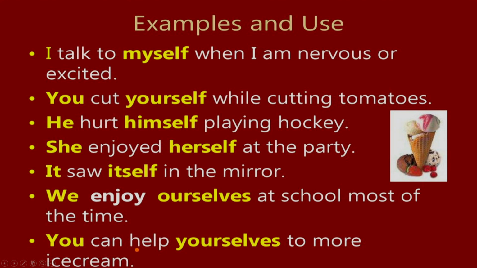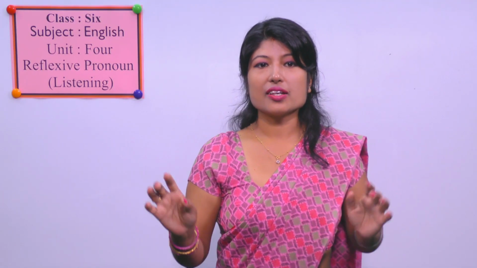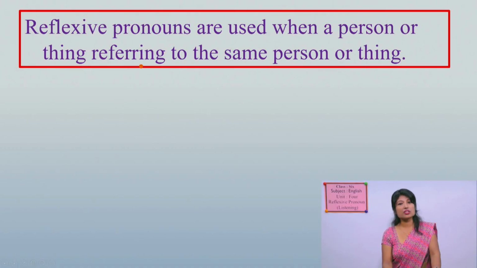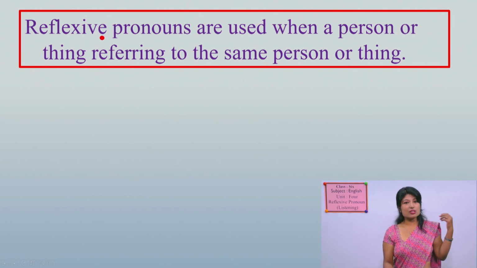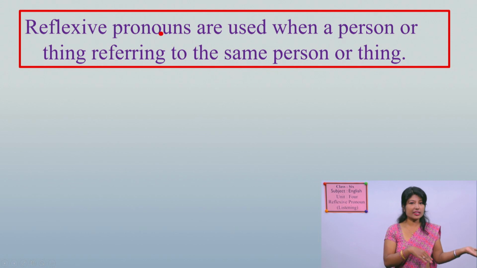And then last one, you can help yourselves to more ice cream. Here yourselves means you. So both pronouns refer to the same person. So doer and subject are the same in these sentences. That's why we can say reflexive pronouns are used when a person or thing is referring to the same person or same thing. So reflexive pronouns reflect the person or thing.